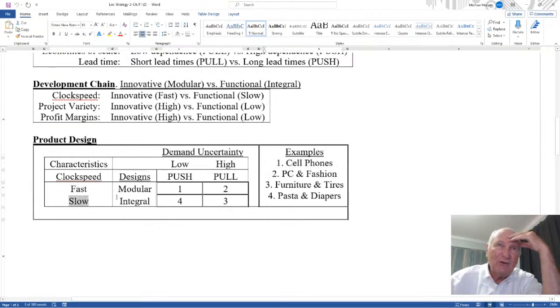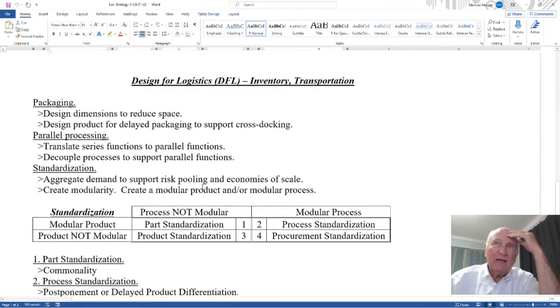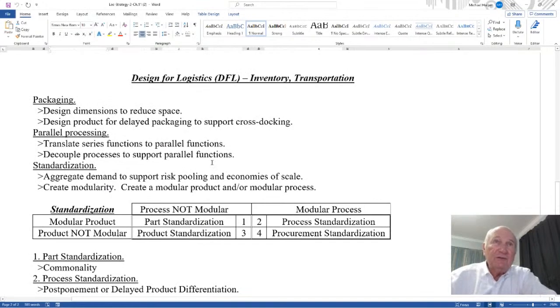Okay, then you have a slow and integral here, and so examples here are the furniture and tires under a pull system, and pasta and diapers under a push system, because these don't change much, but it'd be more of a push system. So these are just examples, and so this is how you would put together a strategy for a specific product. Okay. Now, for design for logistics, there's a number of things here that are very popular today and are gaining in popularity.